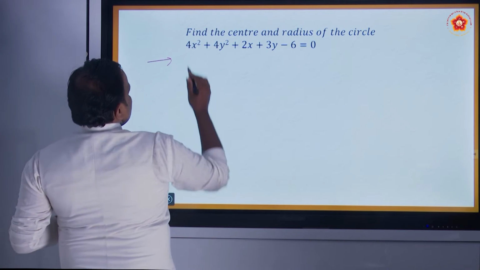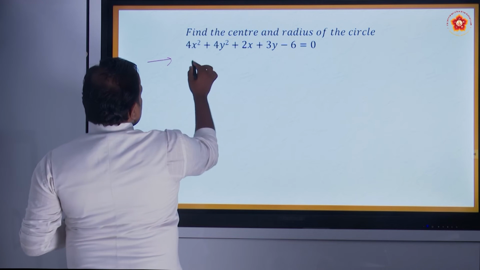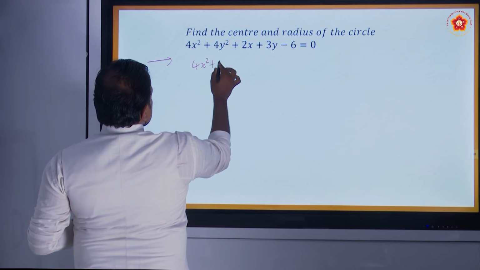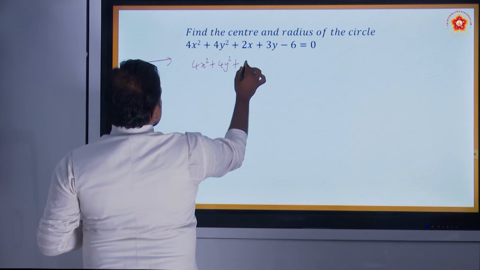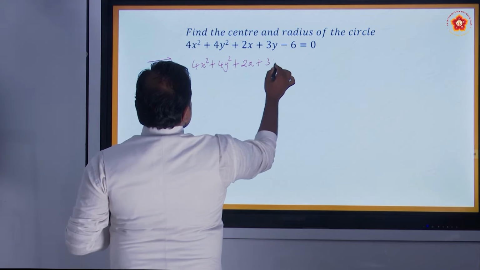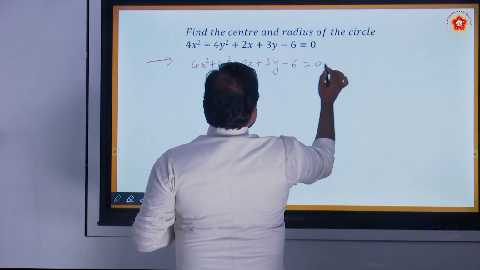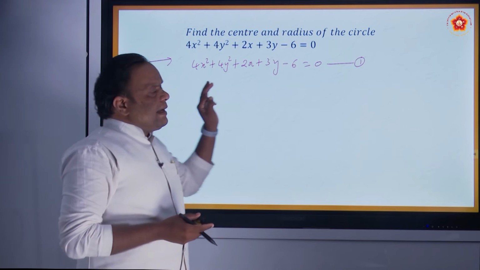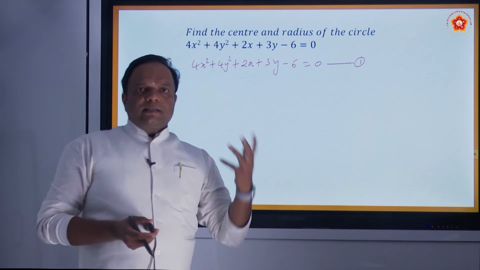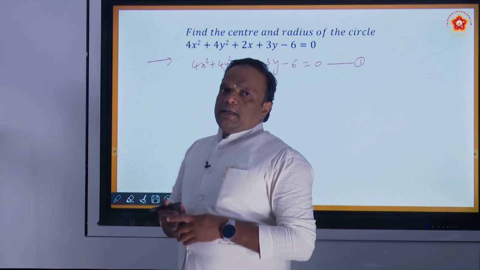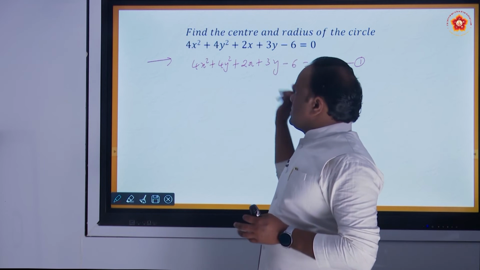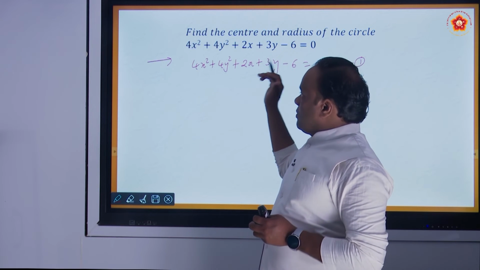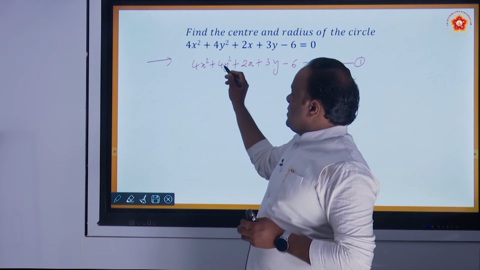So observe here, find the center and radius of the circle. Here the circle equation is given, 4x square plus 4y square plus 2x plus 3y minus 6 equal to 0. I call it equation number 1. Observe here, this clearly represents a circle because there is no xy term, and the coefficient of x square is 4 and coefficient of y square is also 4.